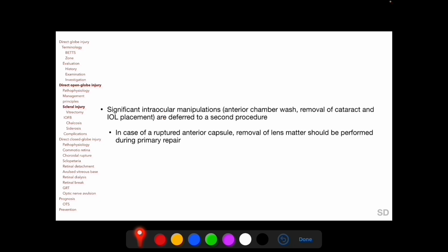As we have mentioned, significant intraocular manipulations such as anterior chamber wash, removal of cataract and IOL placement are deferred to a second procedure. But in case of a ruptured anterior capsule, removal of lens matter should be performed during primary repair, with IOL placement being deferred to a second procedure.